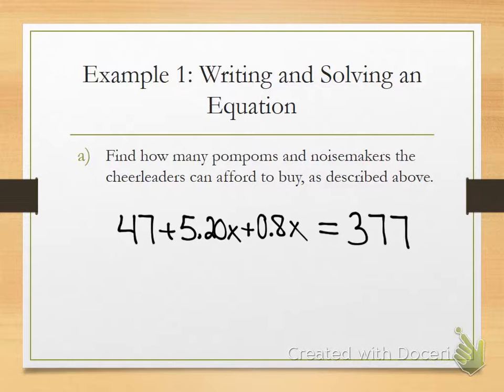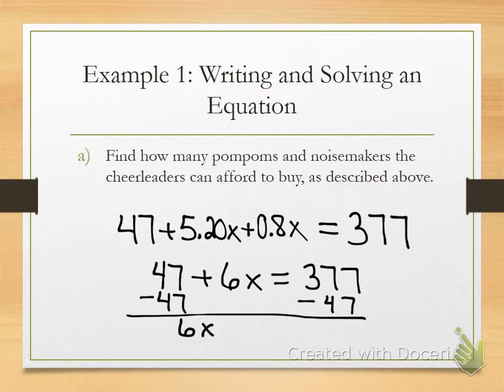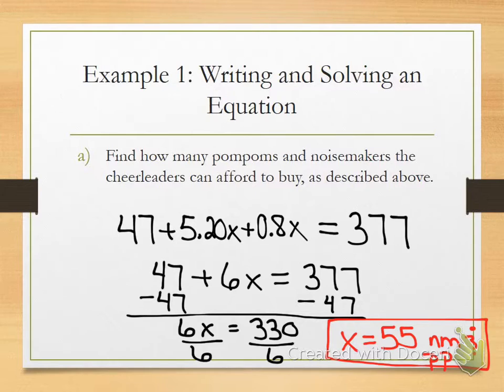So now, do you see something that you could simplify on that side of the equation? What can you simplify? The variables. 5.2 plus 0.8 is 6. And now I can just solve it like a regular two-step equation. What do I do first? Subtract 47 from both sides. 6x equals 330. Divide both sides by 6. x is 55, and I abbreviated noisemakers and pom-poms.